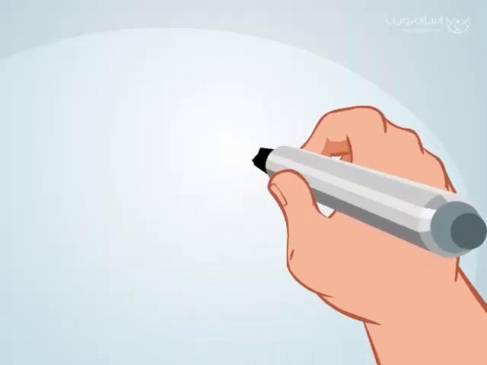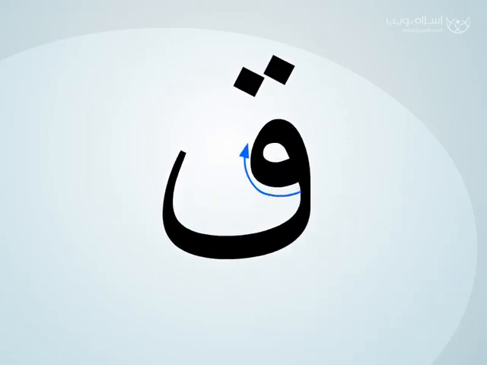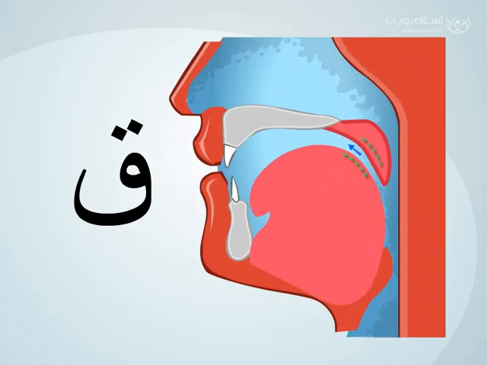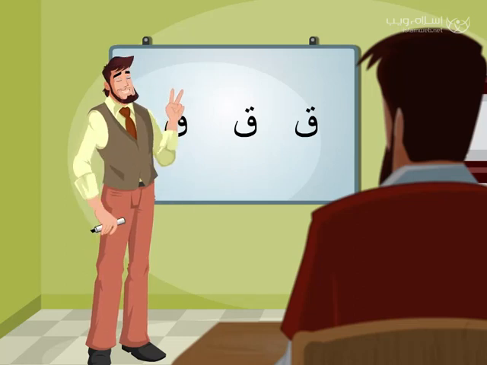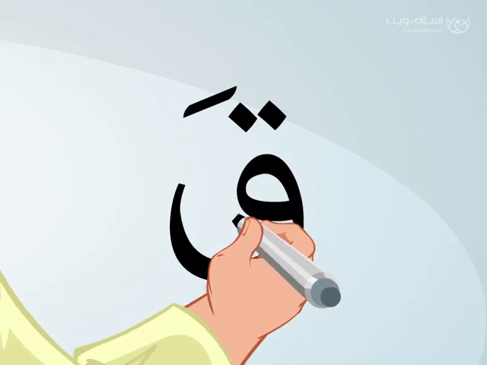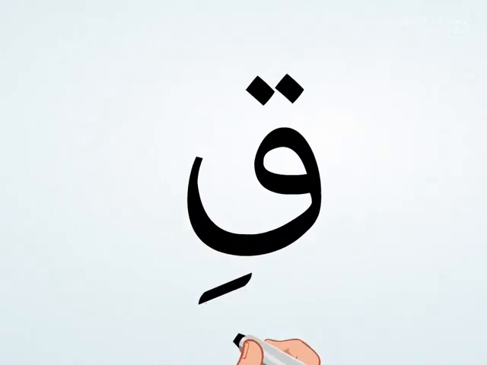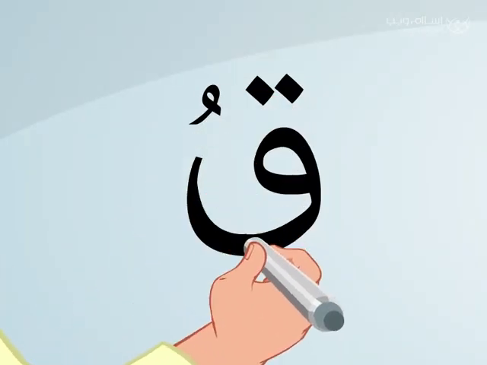This is how we write it. Qaf. How to pronounce the letters with short vowels. Fath, kasr, and dam. Qa. Qi. Qu.